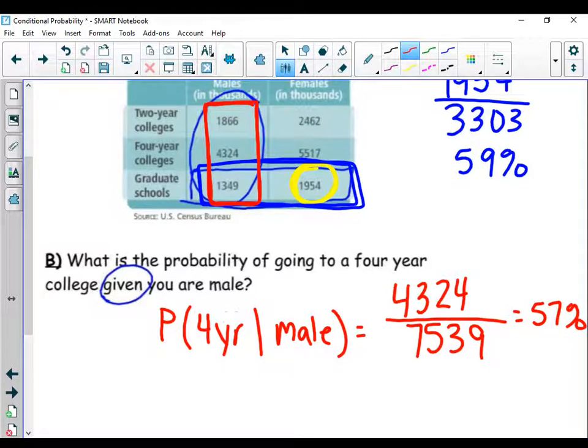So like I said, I like how these are set up. That's my formula mind coming out in me. The fact that I see the word given, automatically, I can use that formula. That's why I really like these problems. Any questions so far? Okay.